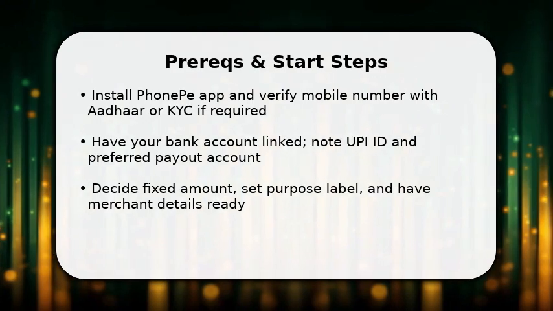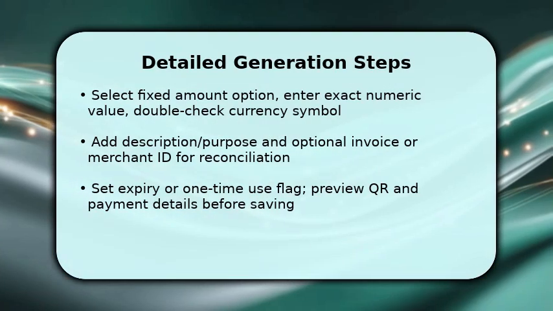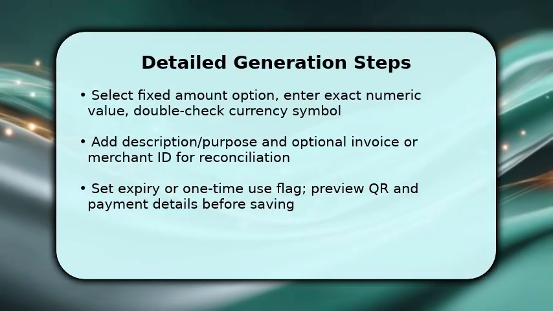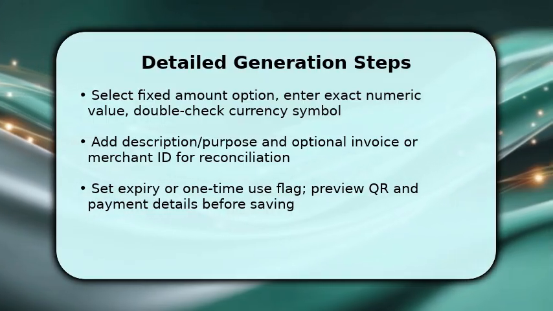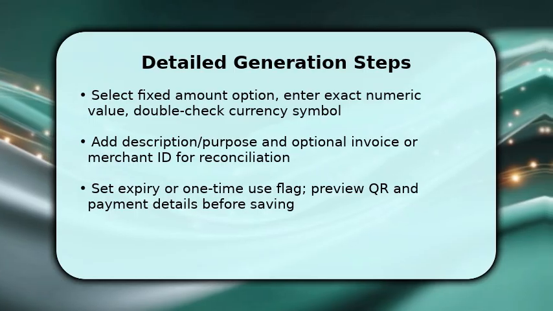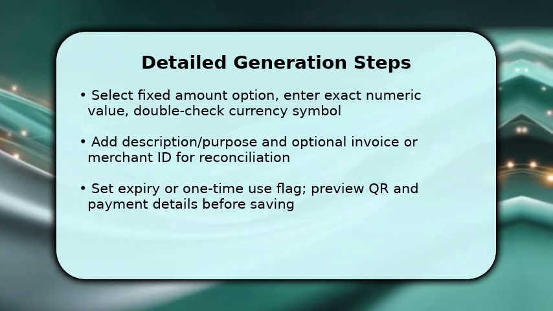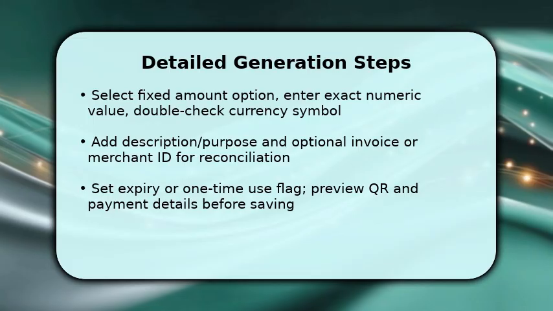Now focus on the middle steps where accuracy matters. After entering the fixed amount, add a concise purpose or invoice number to help reconcile payments later. This links transactions to orders. Then enable expiry or one-time use to limit payment attempts.